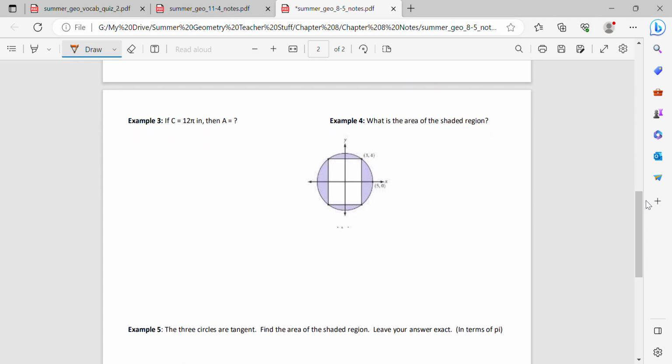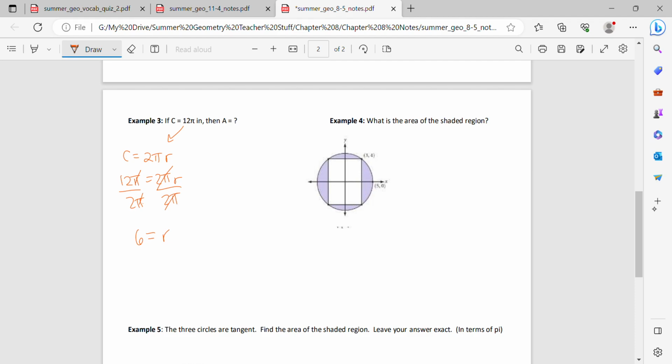In this case, looking at example 3, we want to be able to go from the circumference of a circle to its area. So again, for the circumference of a circle, we can use 2 formulas, 2 pi r or pi d. But because area only uses radius, I'm going to use 2 pi r. I'm going to go ahead and substitute 12 pi in for circumference, and I'm actually going to divide by 2 and pi as one sort of chunk. Pi divided by pi cancels out, and 12 divided by 2 is 6.